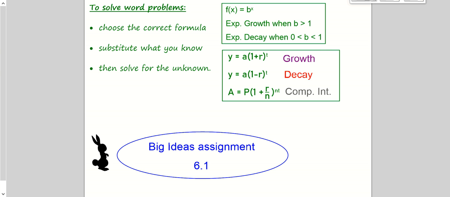And those are the formulas you need and information you need to help you out with Big Ideas Assignment 6.1.